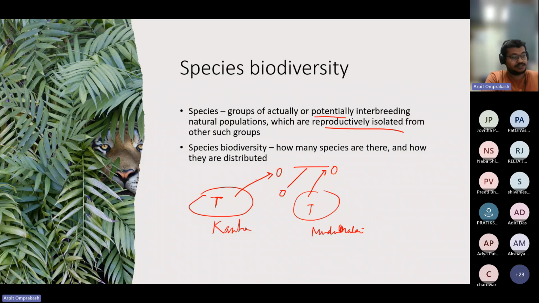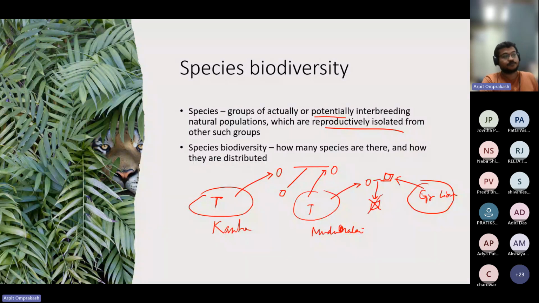So this is a species. Now let's say you take one individual from this, which is a tiger, and you take, let's say from Gir, a lion, and you try to mate them. Either they won't mate, or if they mate, the offspring they produce will not be fertile. That basically means that these two animals are reproductively isolated from each other. So species are groups of actually or potentially interbreeding natural populations, which are reproductively isolated from other such groups.